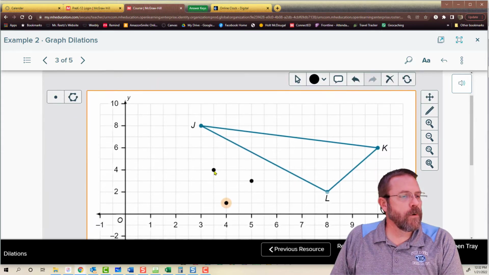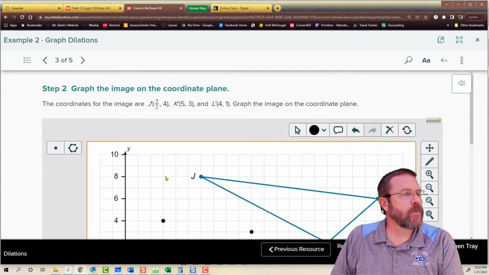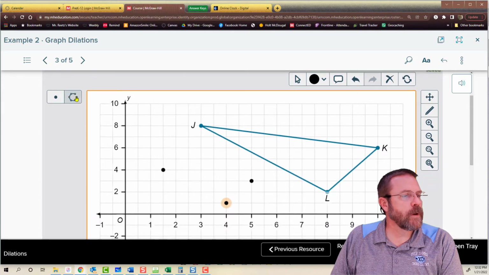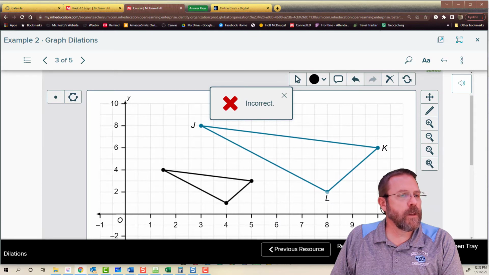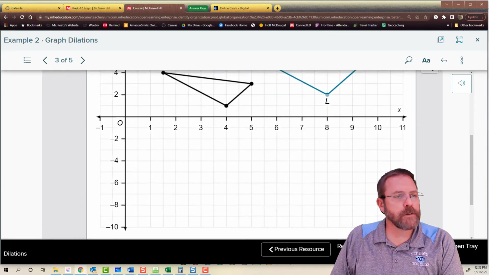I did that one wrong. 3/2, that's 1.5. So that one should be right there, 1.5 over 4. That looks better. Now all I have to do is connect my dots, just like that. And let's check the answer. And once again, it's telling me it's going to be incorrect. It just doesn't like my work.